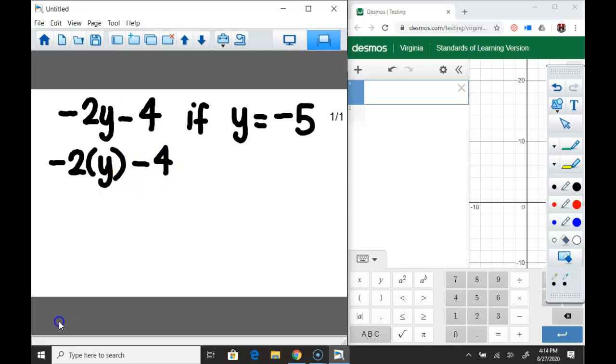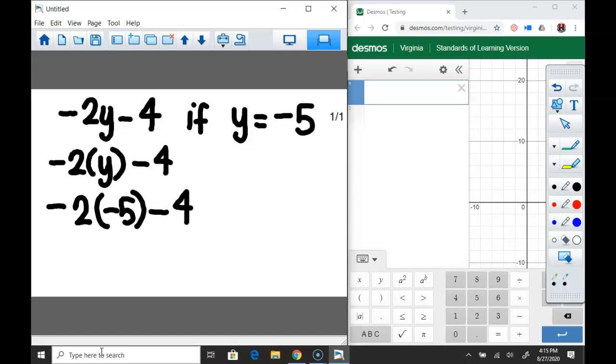Now, what we are going to do right now is sub that negative 5 for that y. So that's going to make this a negative 2 times a negative 5 minus 4. Anytime you see multiplication in one of these problems, I want you to write that multiplication using parentheses.